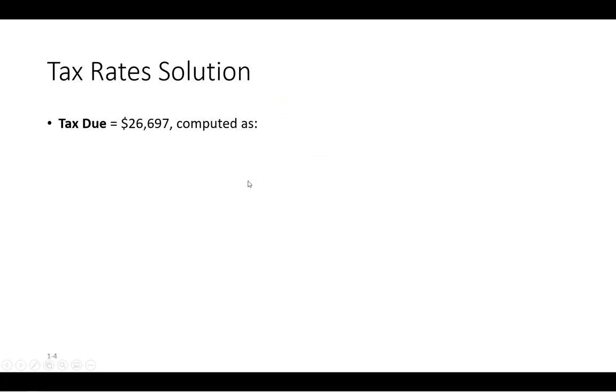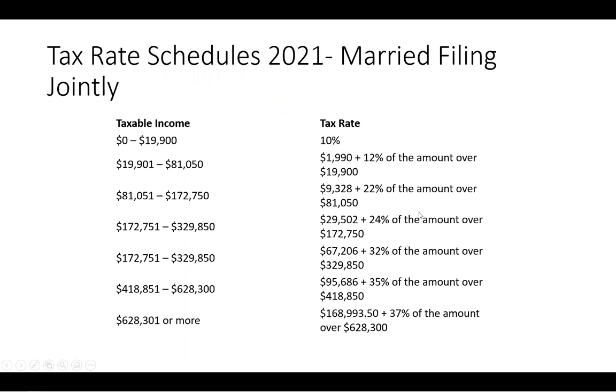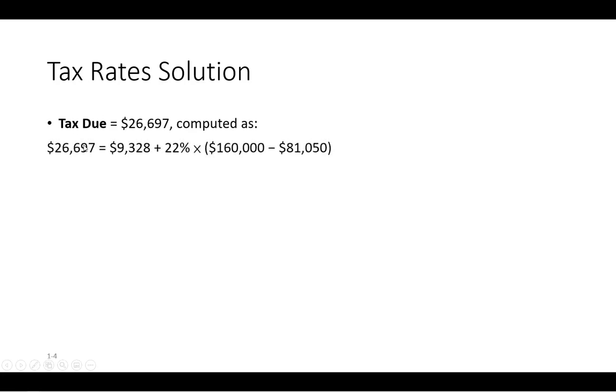So let me just go back there. Bear with me. So this is the rule we're going to use to calculate their tax. So that's what you see there. To calculate their tax, it is definitely $9,328. Where did that number come from? Well, that's the tax on the first $19,900 of taxable income, or $1,990. Okay, 10% of $19,900 is $1,990.